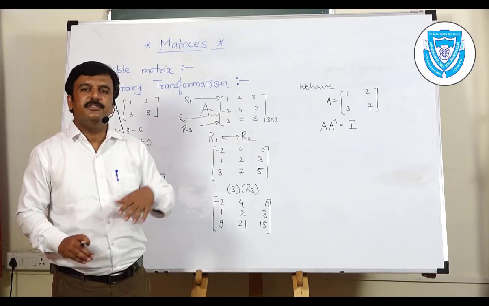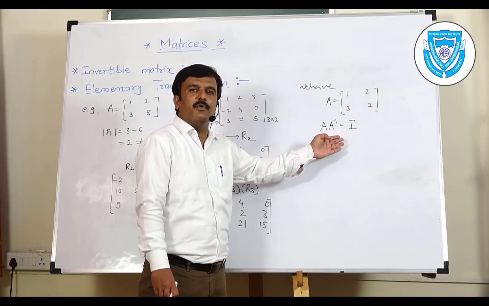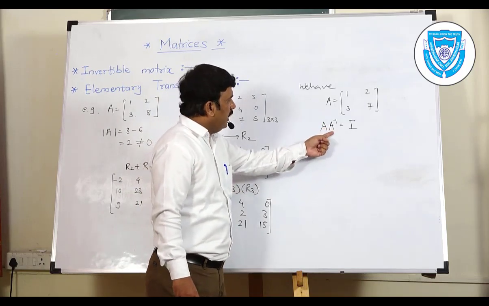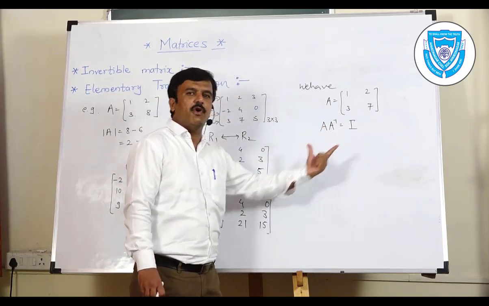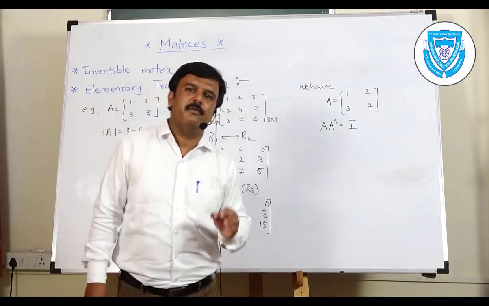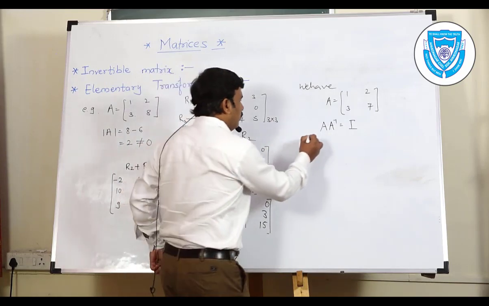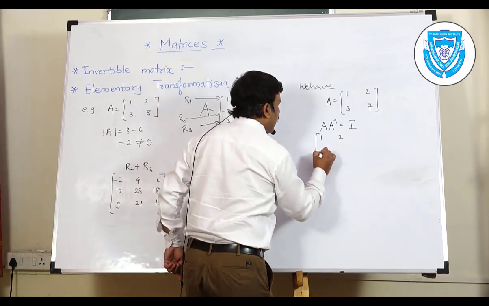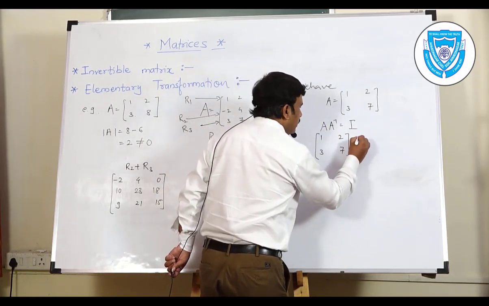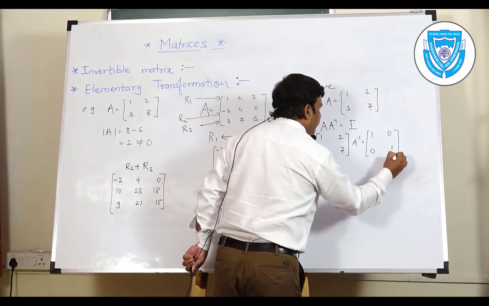Let me tell you one thing. In general, we write the inverse as 1 upon A, but here we don't write it as 1 upon A. We write it as A raised to -1, that is A inverse. So let us read it as A into A inverse is equal to I. We are going to use this formula to find the inverse of the given matrix A using the elementary row transformation method. Now let us put the values in this formula. A is given to us. What is A? It is 1, 2, 3 and 7. We don't know what A inverse is, so let us write it as it is, which is equal to 1, 0, 0, 1.